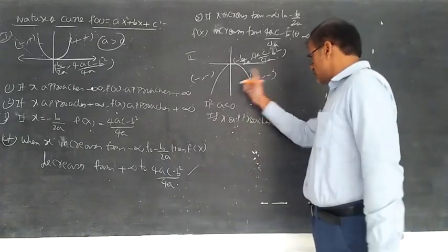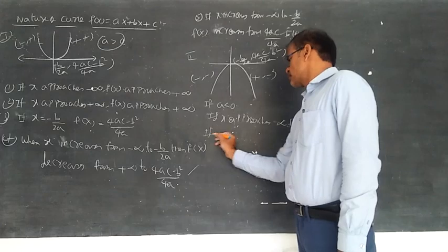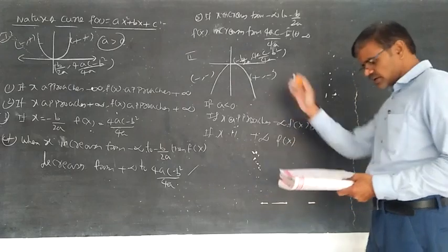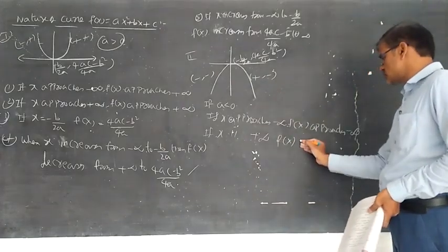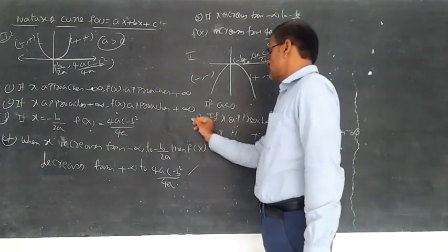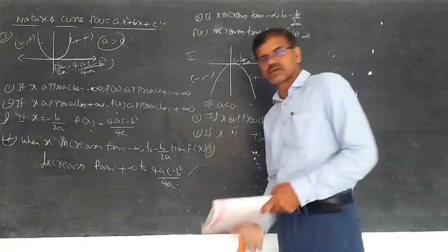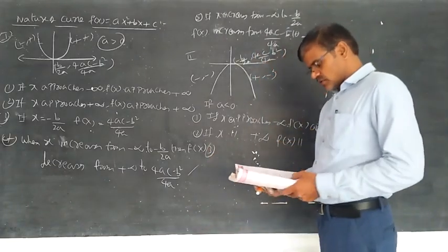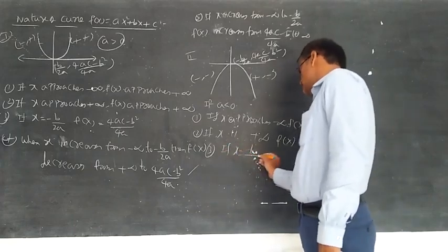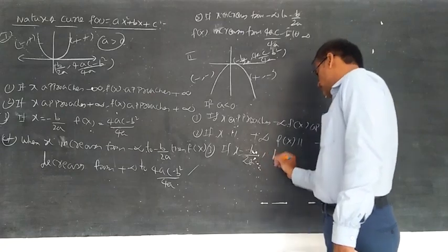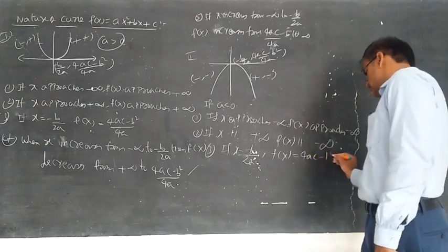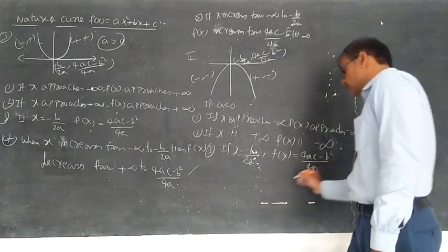Next one depends upon this one. If x approaches plus infinity, then f of x approaches minus infinity. That's all. Because plus minus concept and minus minus concept. f of x approaches minus infinity. This is the first point. This is second point. This is third point. And third point, for everything this is okay, students, for every graph whether it is a downward parabola or an upward parabola, we can say if x is equal to minus b by 2a, then f of x is equal to 4ac minus b squared by 4a.